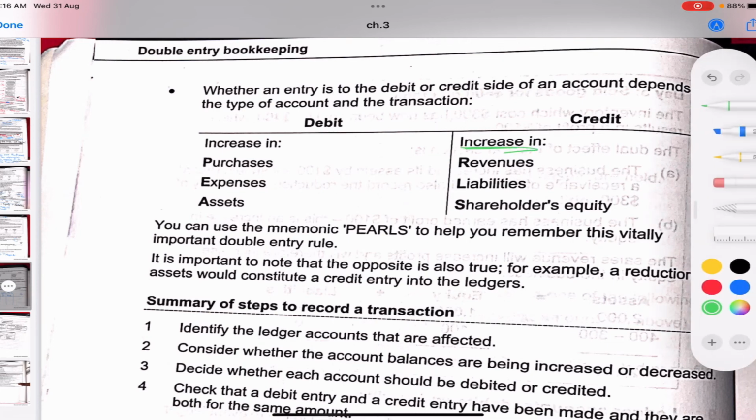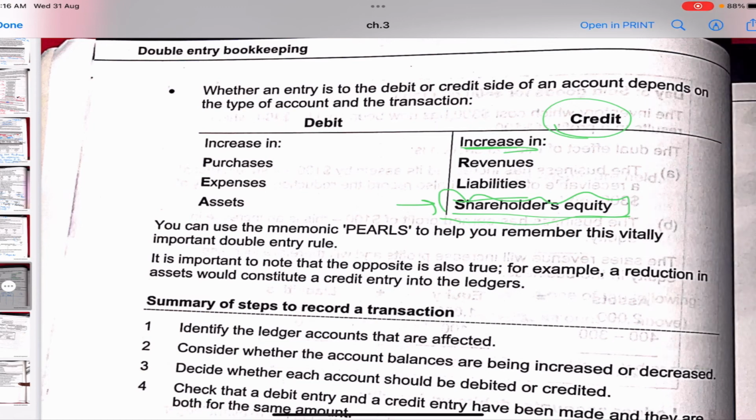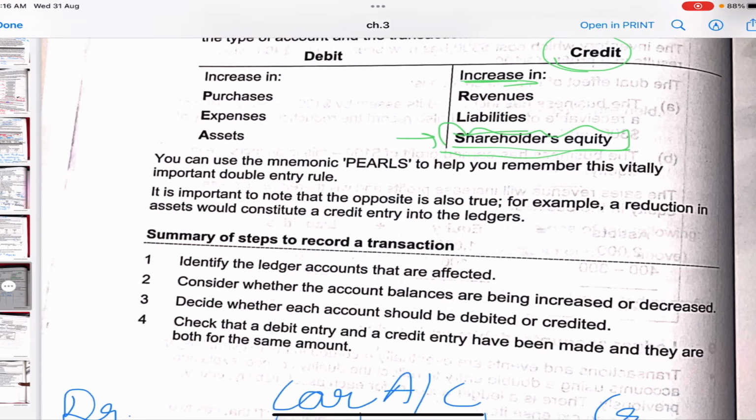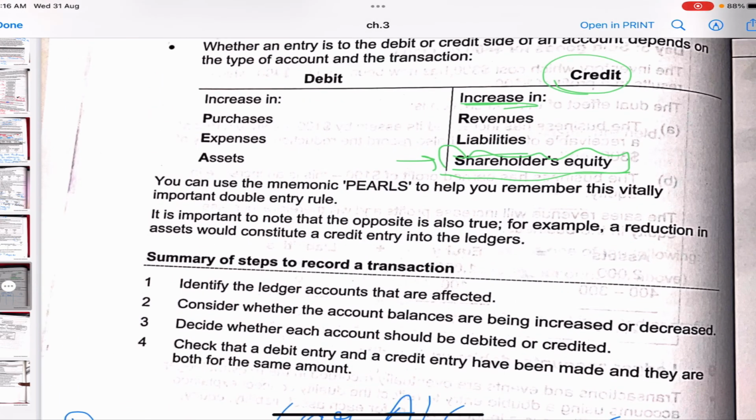An increase in liabilities and an increase in shareholders equity are both credit. I told you that shareholders equity is a form of liability only, so the same rule which applies to liabilities applies to shareholders equity. You can use the mnemonic PEARLS to help you remember this vitally important double entry rule. This is another abbreviation or mnemonic, but it's up to you.